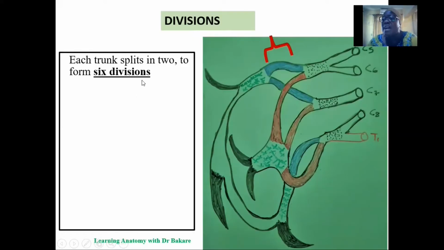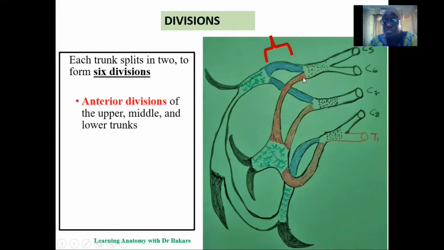The divisions, we have a total of 6. On our previous slide, we explained that we have the superior, the middle, and the inferior trunk. So each of these trunks will divide into anterior and posterior divisions. For the superior trunk, we have the anterior division, which is highlighted in blue. This is the anterior division of the middle trunk, and this is the anterior division of the inferior trunk. So each of the trunks divides into anterior and posterior divisions.